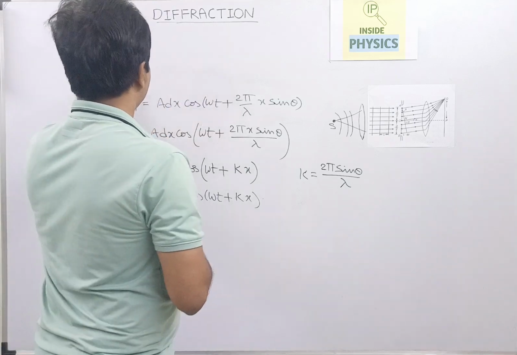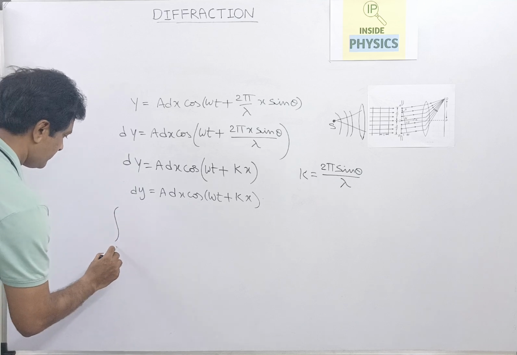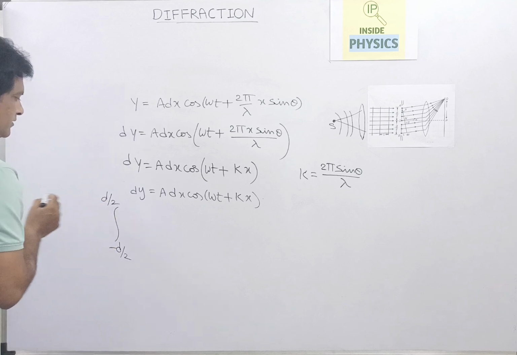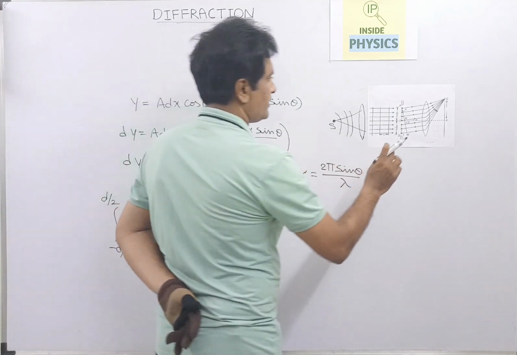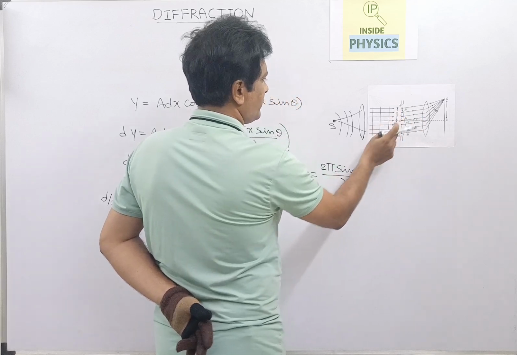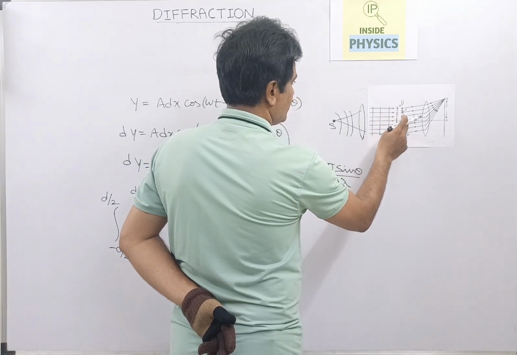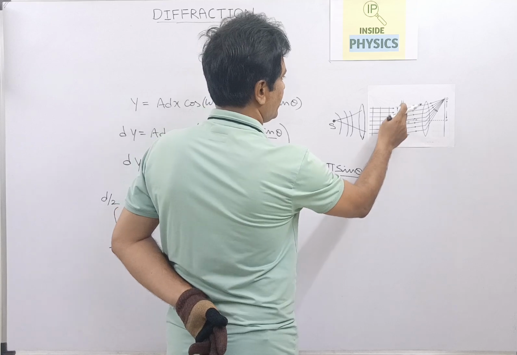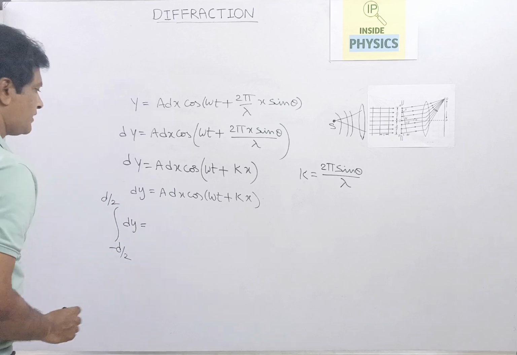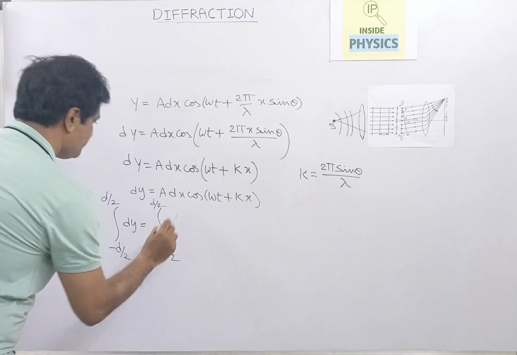So what we do, we will integrate this between the limits minus d by 2 to d by 2. Why? Here the slit is divided into two parts. The total width is d, and this is d by 2 and this is d by 2. If you consider this as origin, this is positive d by 2, this is negative d by 2, minus d by 2 to d by 2. So in these limits we will integrate. So this will become again minus d by 2 to d by 2.